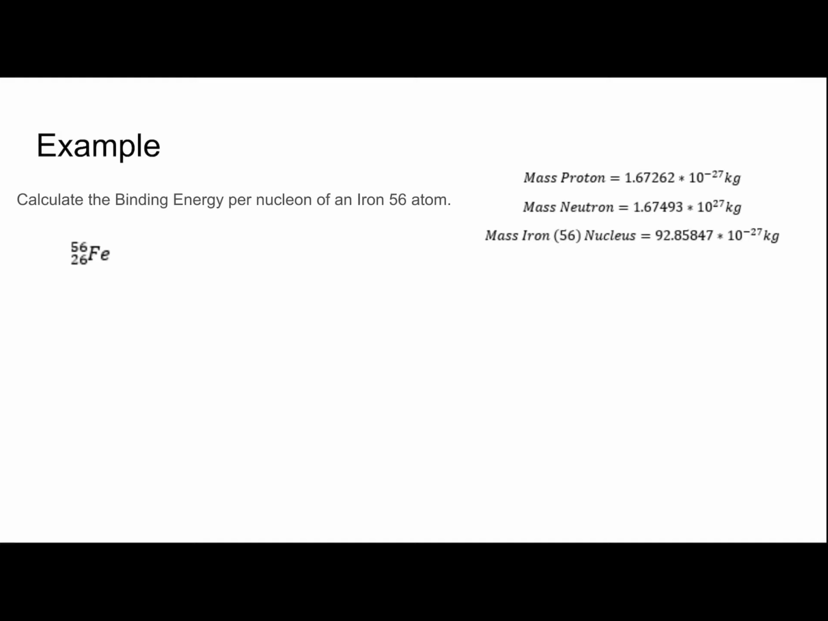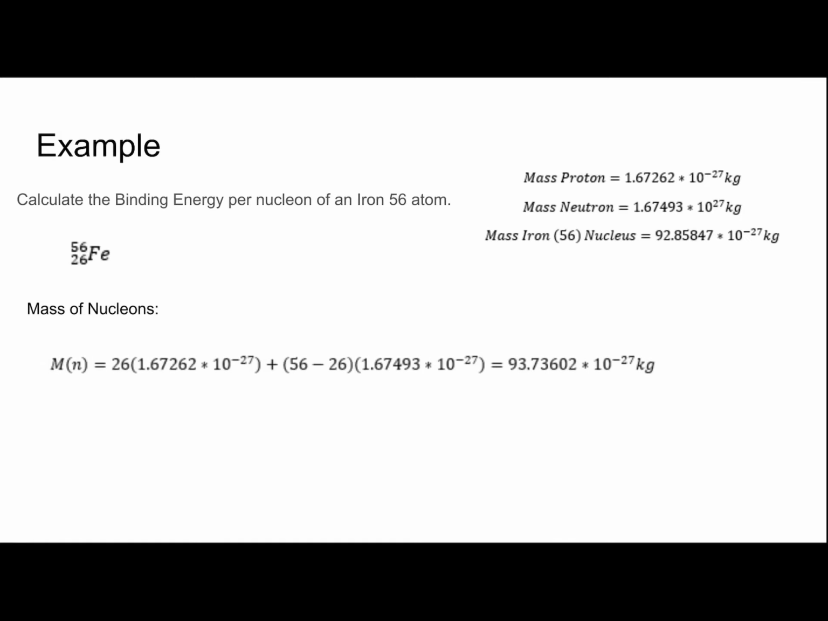This is because the mass number is 56, and therefore, because there's 26 protons, 56 minus 26, that will give us our 30 neutrons. So therefore, we're going to add the masses of our individual nucleons. That's our first step. So mass of nucleons, Mn, is equal to 26 times the mass of the proton plus 56 minus 26, which is 30, 30 times the mass of a neutron. That should give us the final mass that's 93.73602 times 10 to the power of negative 27 kilograms.